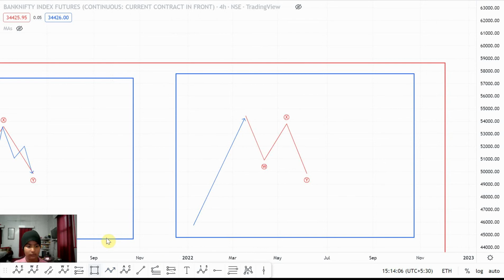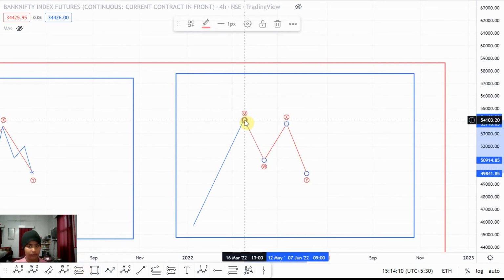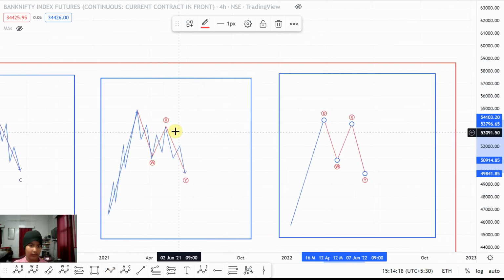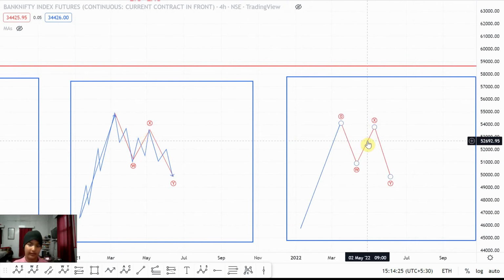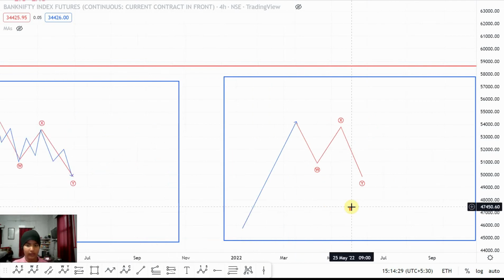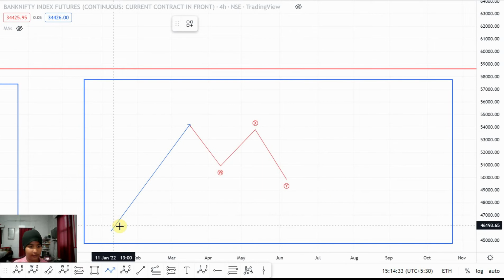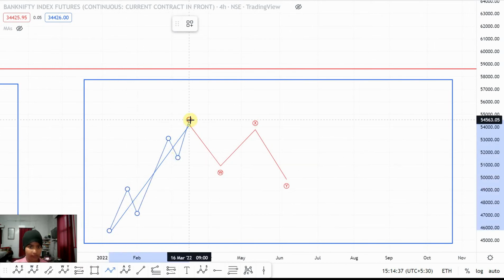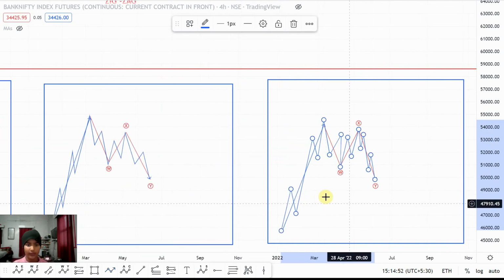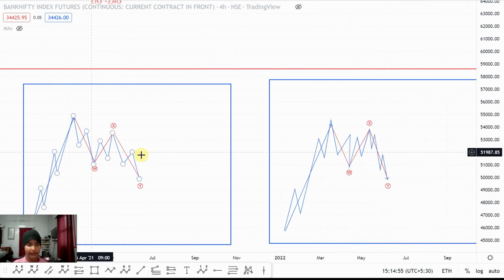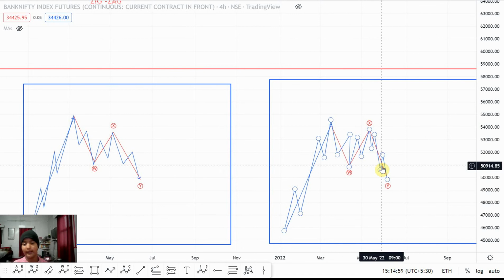So now what is the difference between this WXY and this WXY? The difference between both of them is this Y wave. Instead of it being 3 waves, it may also be 5 waves. So I've marked this right here and Y in 3 waves and this right here in 5 waves.